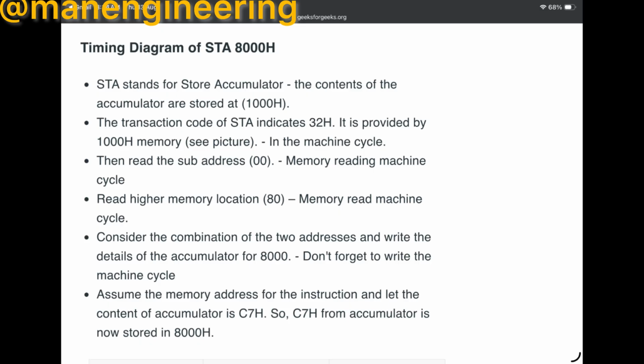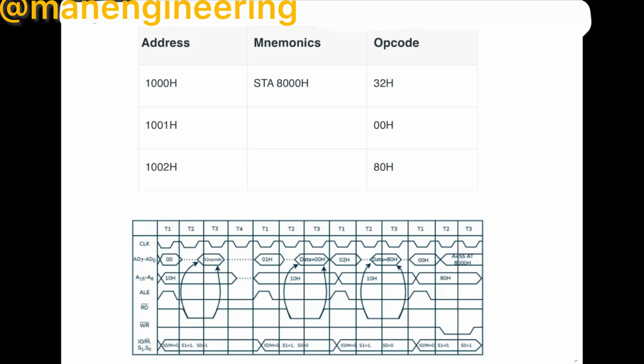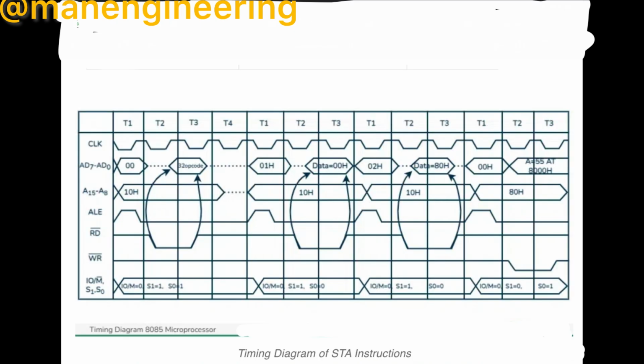Assume the memory address for the instruction and let the content of the accumulator be C7H. So C7H from the accumulator is now stored in 8000H. Tabulation is shown in the figure. Mnemonics is STA 8000H, opcode 32H, 00H, 80H. Timing diagram of the STA instruction is shown in the figure: first 4 states, then 3 states, again 3 states, and last 3 states.